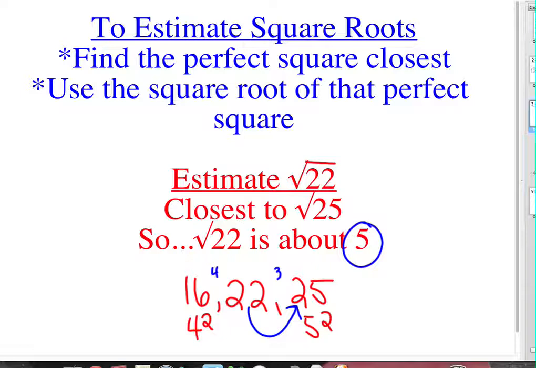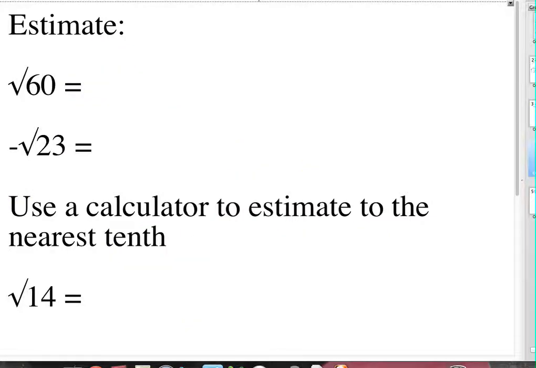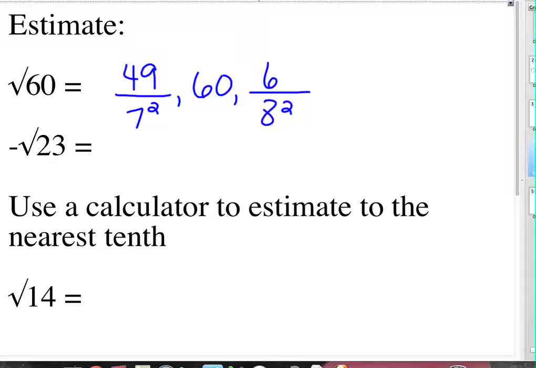So that's how we estimate square roots. So let's try some. What do you think about 60? Well, think of what 60 comes in between. 60 comes in between 7 squared, which is 49, and 8 squared, which is 64. Which is it closest to? Obviously, closest to this. So we're going to say that the square root of 60 is about the square root of 64, which is 8.